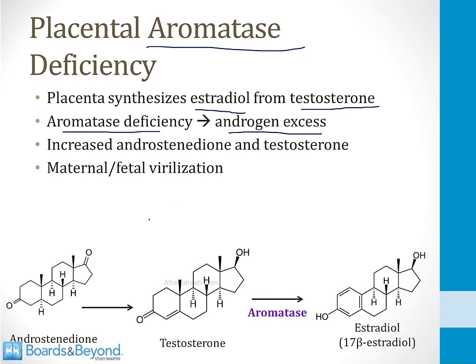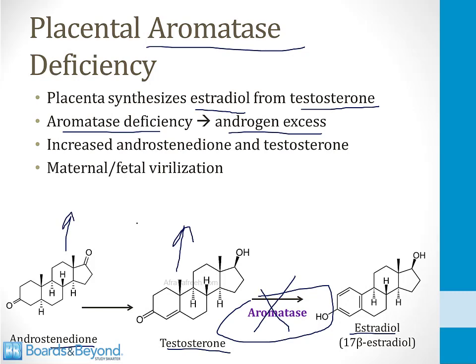Shown at the bottom is the pathway by which the placenta synthesizes estradiol and estrogen. So androstenedione is converted to testosterone, and then aromatase converts testosterone into estradiol. So if the placenta lacks aromatase, then the levels of testosterone and androstenedione will build up. These can cross the placenta and enter the maternal circulation.